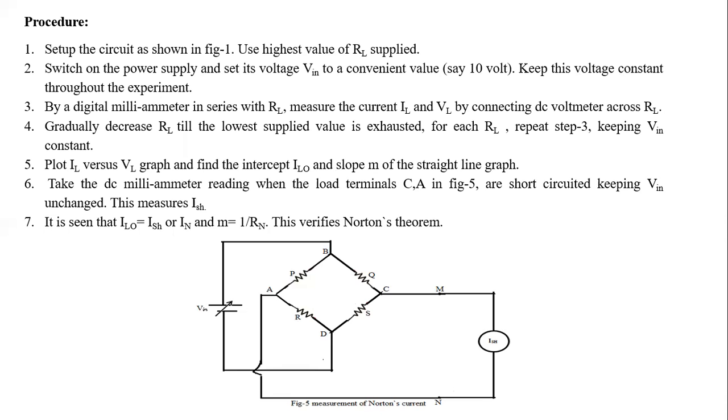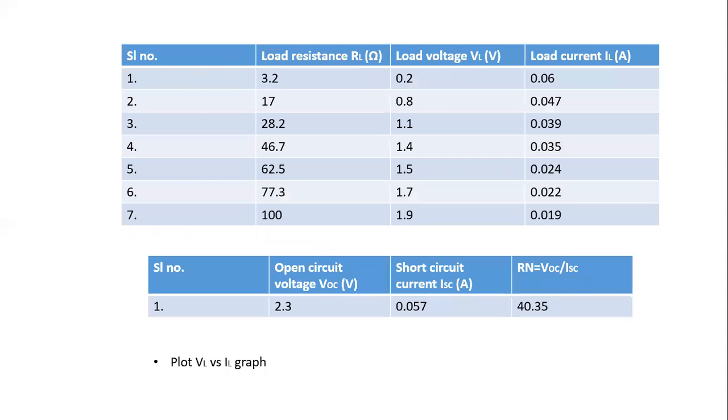That means the y-axis intersection will be equal to the short circuit current and the slope will be equal to 1 by R. This will verify Norton's theorem. Okay. Now here an observation table has been given and we can see that we have taken the load resistance first as 3.2 ohm and we gradually increase the load resistance up to 100 ohm. And according to that we are measuring the load voltage and load current.